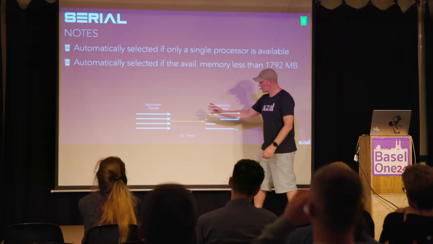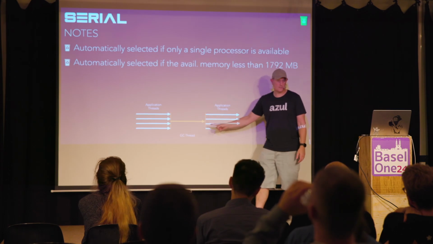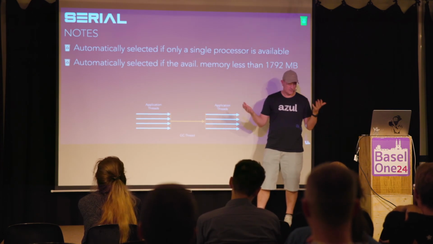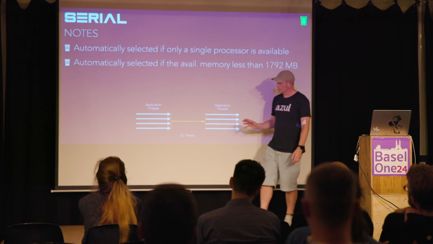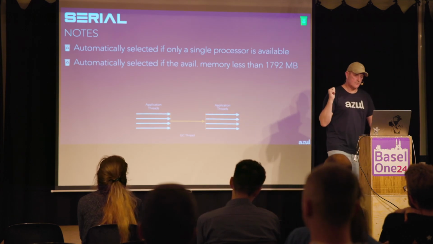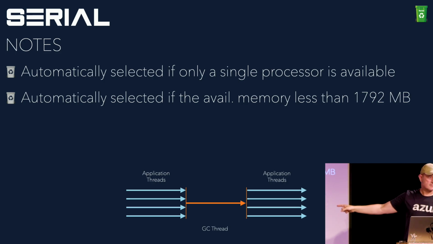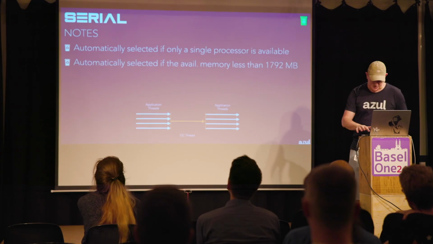We have the application threads, then we stop, and then we have one thread that does the garbage collection. Because we just have one CPU, right, in the worst case. And then we continue. Okay. This is how serial works, and keep in mind, if you have a single node with a single CPU, and you don't specify the garbage collector, this one will be picked, or if you have less than 1.8 gigabytes, then also this one will be picked by the JVM.